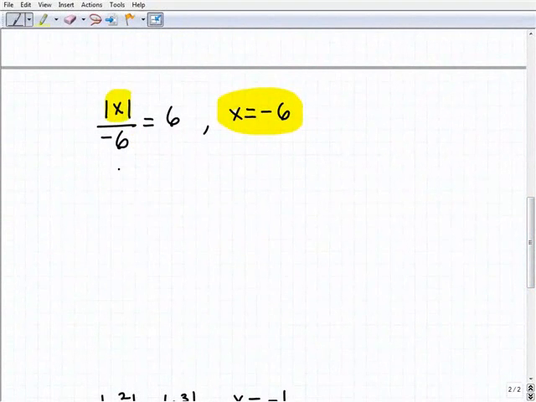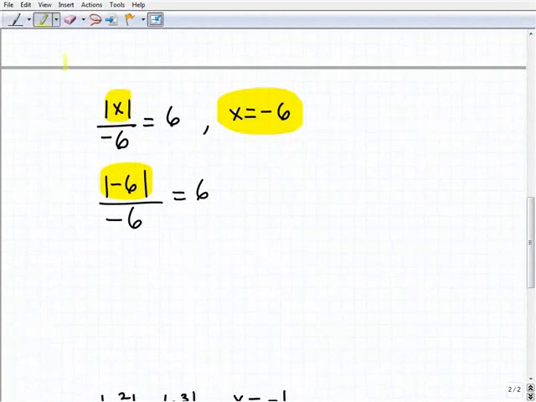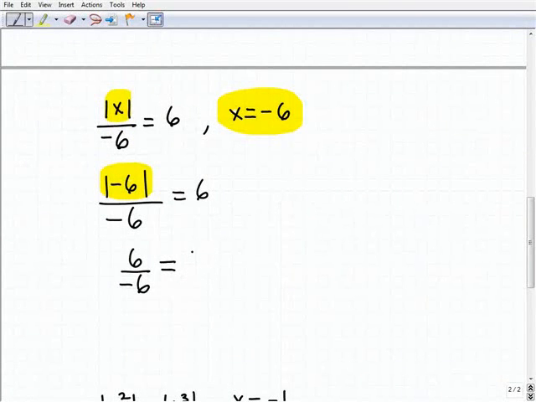And we'll just continue to simplify this equation. We'll take a look to see if the left-hand side is equal to the right-hand side. So the absolute value of negative 6 over negative 6, is that equal to a positive 6? All right, so let's go ahead and do this now. Absolute value of negative 6 is a positive 6. So we're going to get 6 over negative 6. We want to see if that's going to be equal to 6.